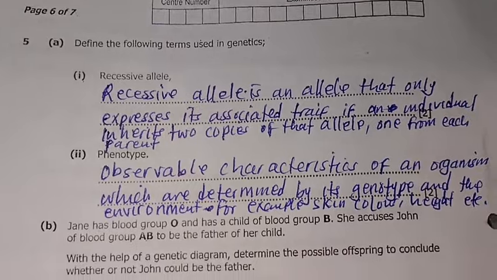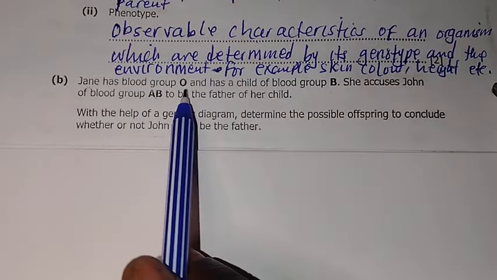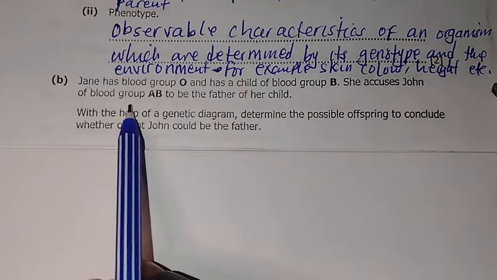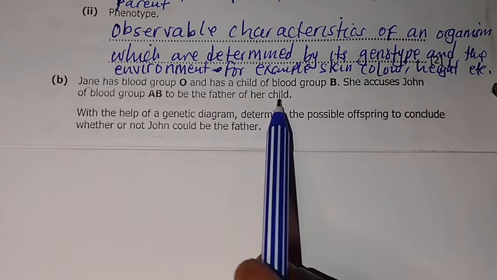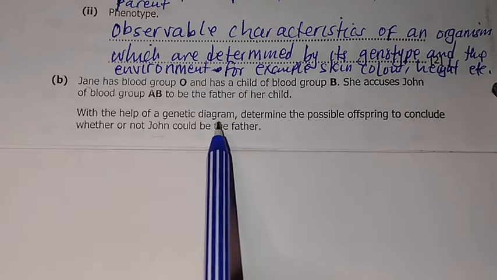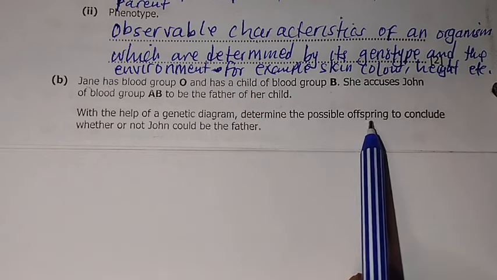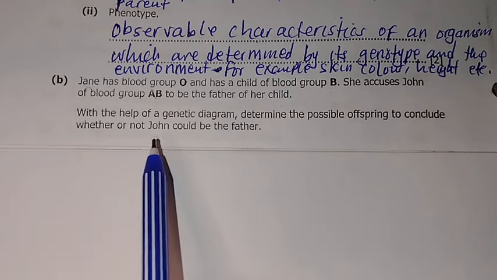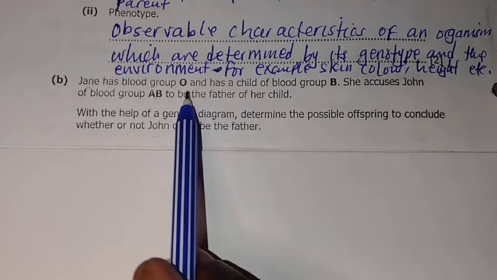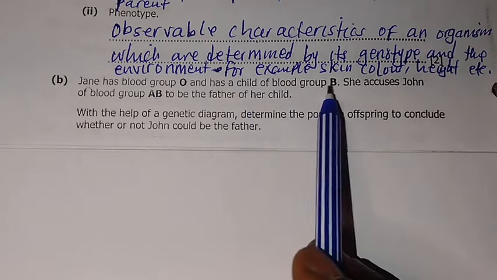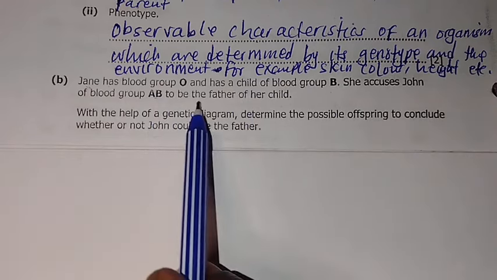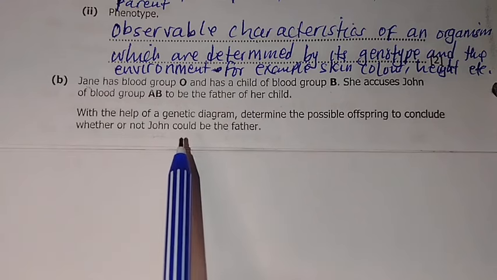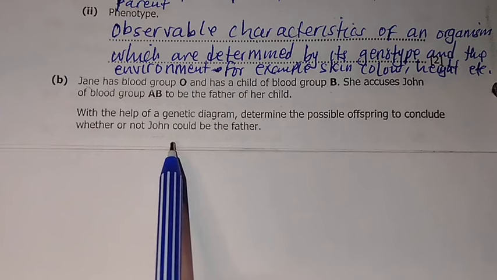We now come to our question B. Jane has blood group O and has a child of blood group B. She accuses John of blood group AB to be the father of her child. With the help of a genetic diagram, determine the possible offspring to conclude whether or not John could be the father. So here we have Jane, who has blood group O, and she has a child of blood group B. Then she accuses John, who has blood group AB, to be the father of her child. So they want us to determine the possible offspring, to conclude whether John could be the father or not.